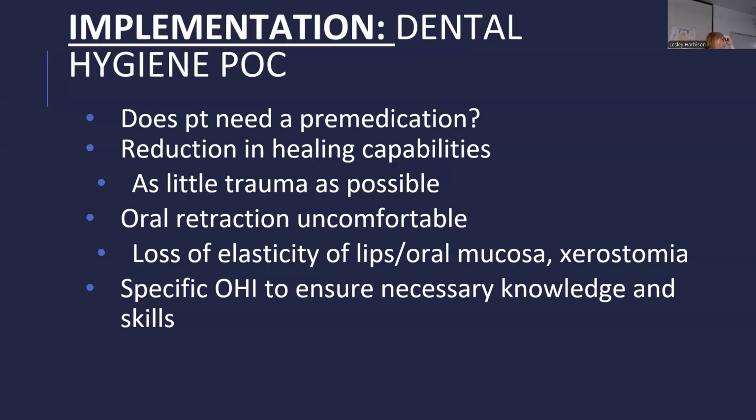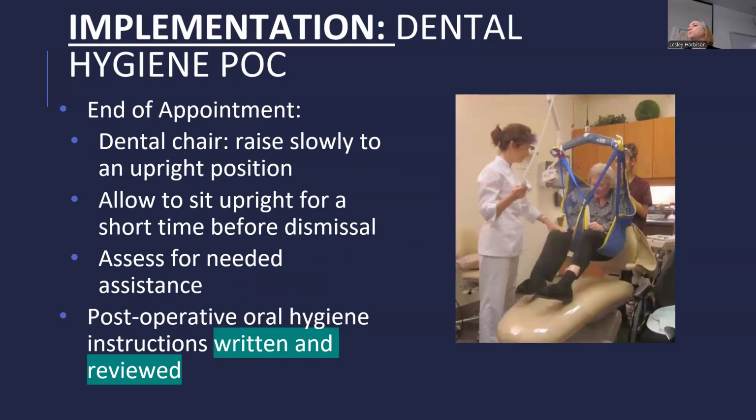Try to minimize trauma, because we know their healing is not going to be as good as when they were younger. Be aware of the elasticity of the oral mucosa when retracting, and of their dry mouth. All of those things can be more uncomfortable, and you can cause more trauma if you're careless there. And then really tailor the OHI to their abilities, their dexterity, their cognitive ability, all of those things, changing up how you recommend they care for their mouth depending on what they can do.